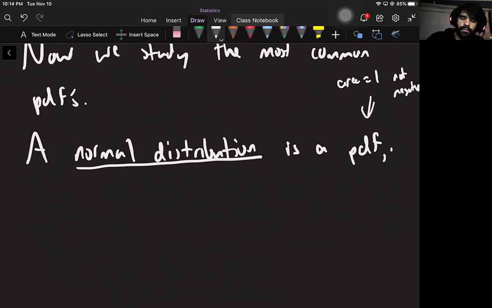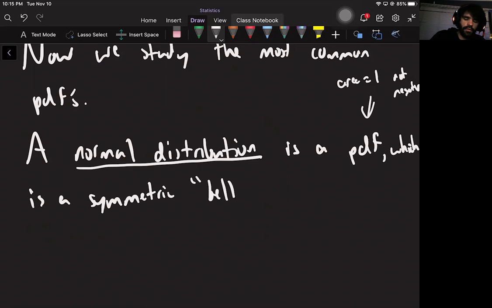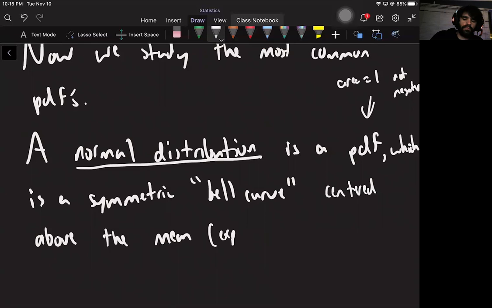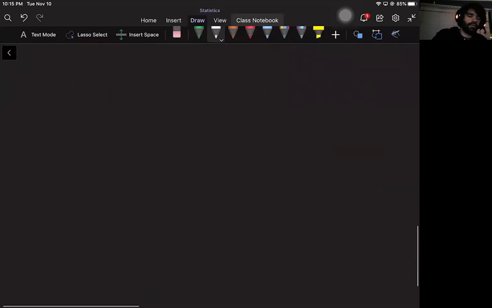But also, it can't just be any old PDF like before. It's a symmetric, I'll put this in quotes because it's sort of subjective, since we're not defining it precisely, bell curve, centered above the mean or expected value of the random variable x. So it's just a lot easier to get the idea if you just sort of draw the pictures. So let's go ahead and just do some examples using pictures.